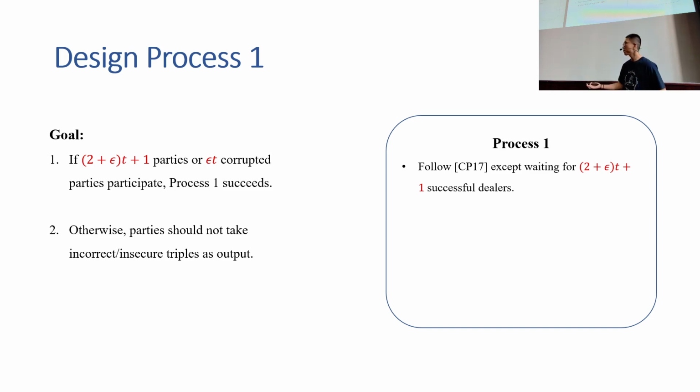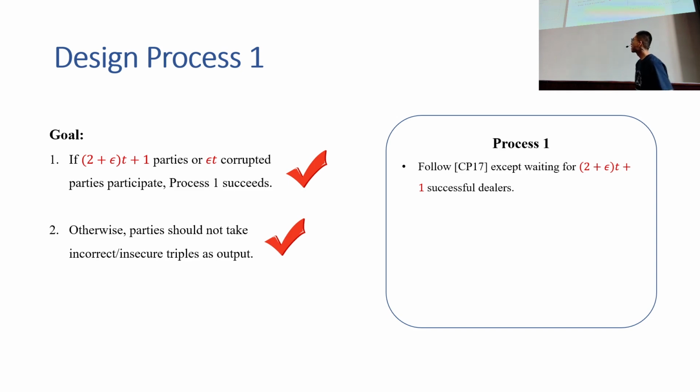On the other hand, if this requirement is not met, then we don't want parties to take incorrect or insecure triples. So we just use the previous approach, except that now we wait for more parties that share the triples. So you can see the first requirement is satisfied. And for the second requirement, if not many parties participate, then the first process will just not terminate. So parties will always wait for the first process. But it is fine because in this case, we can hope that the second process will finish.